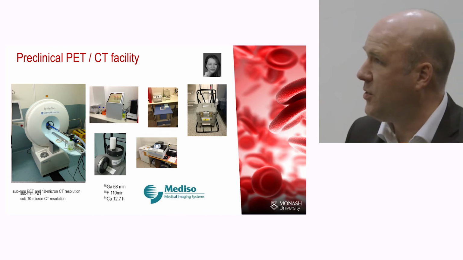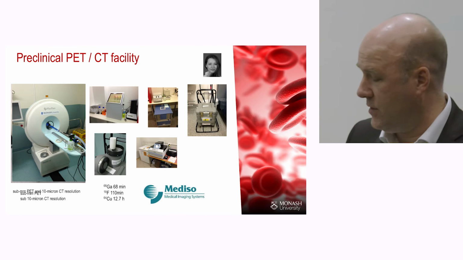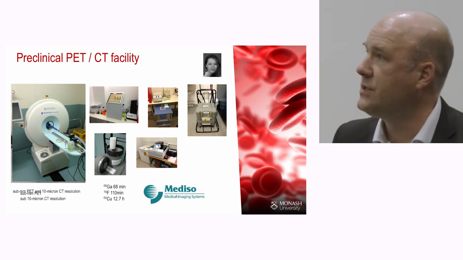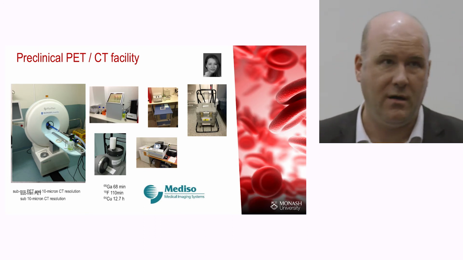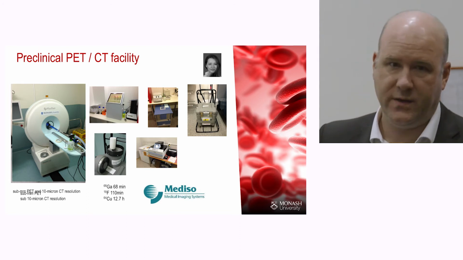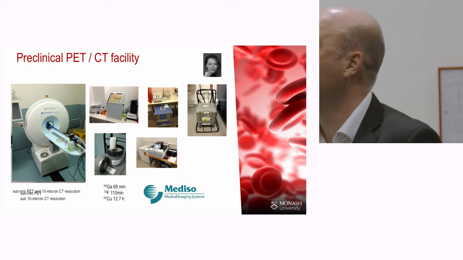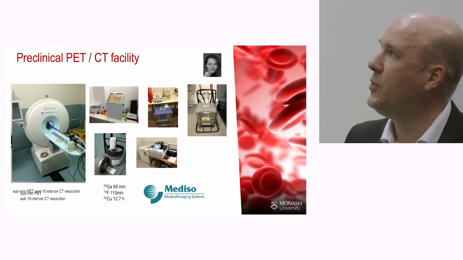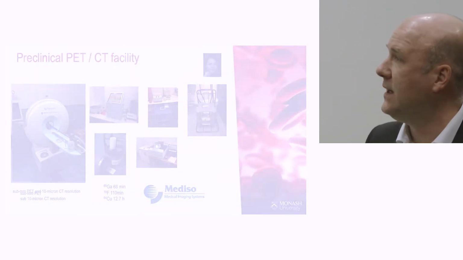Thanks to the generous support of the university, this PET scanner was replaced by a new version late last year, which has a much more powerful CT, a micro CT, and also has a 4-animal bed where you can image 4 animals at the same time. So you get much higher throughput with short-lived isotopes as well.